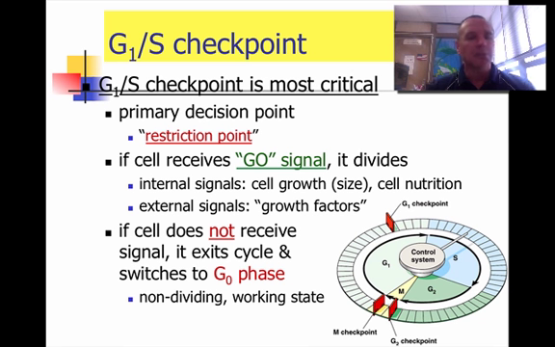If it does not receive the go signal, then the cell will not divide. Division stops, and the cell goes back into what's called a G0 phase, or simply the working state, the maintenance state of the cell.